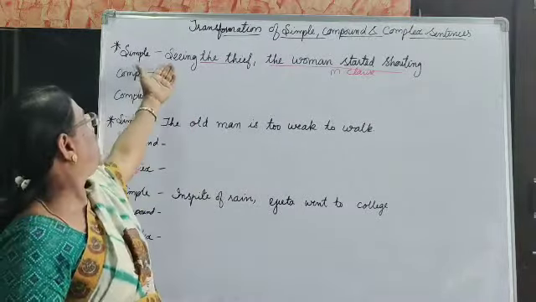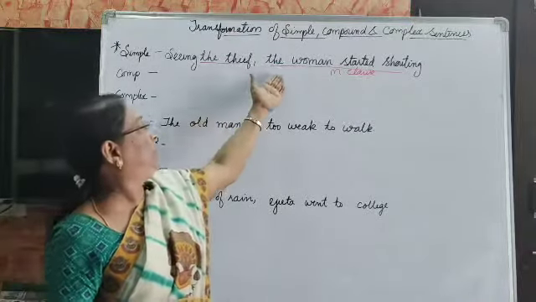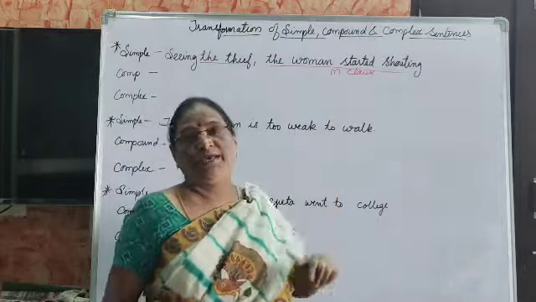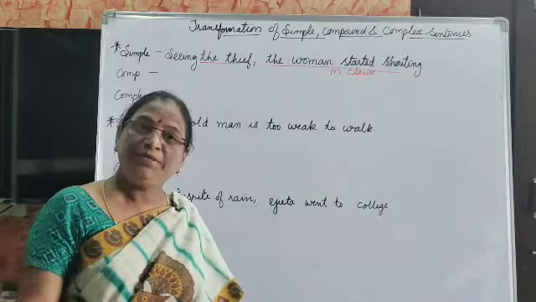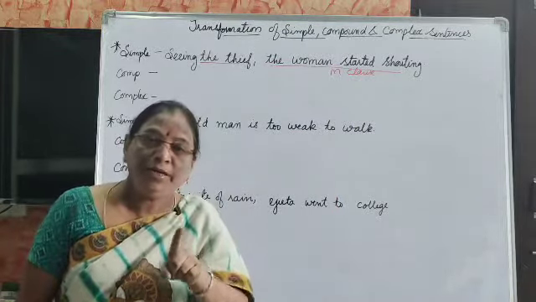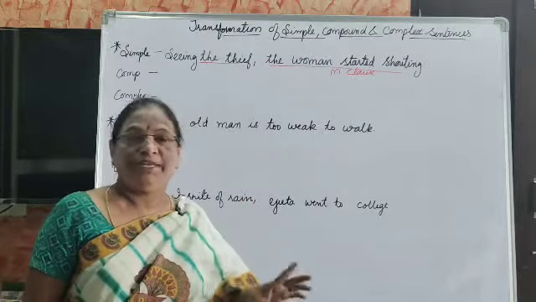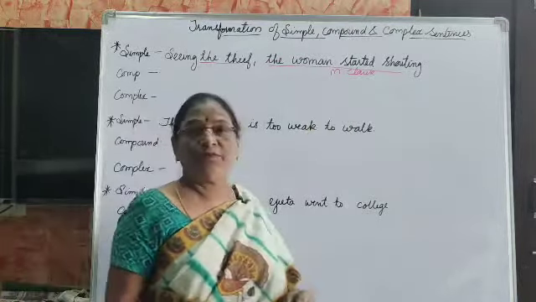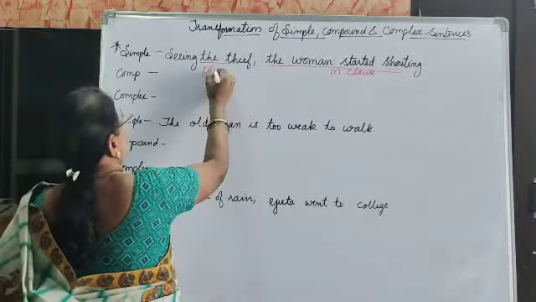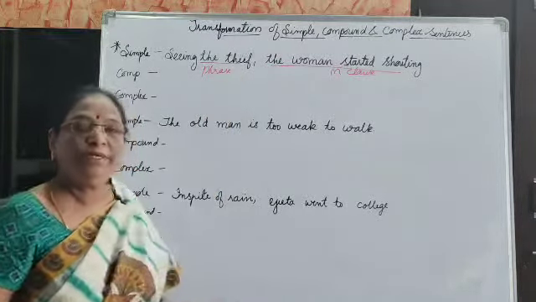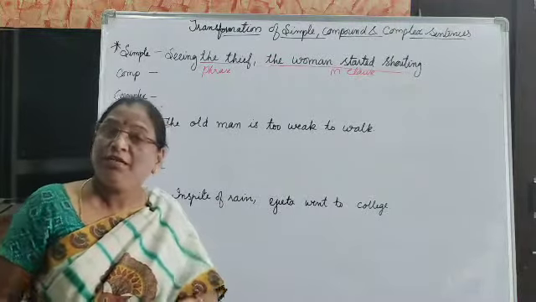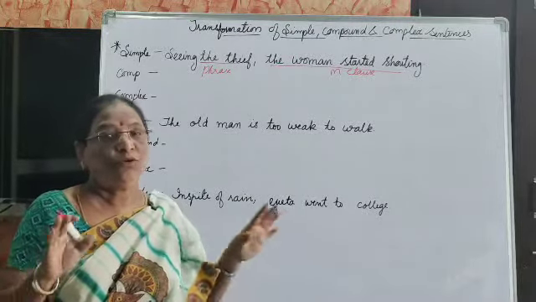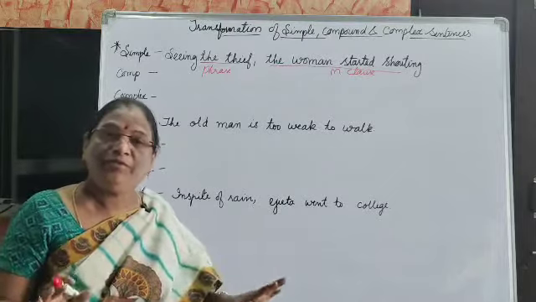So here, seeing the thief, the woman started shouting. As all of you know, a simple sentence has one main clause and one phrase. What is a clause? A clause means a group of words with a subject and verb. Now a phrase: a phrase means a group of words without a verb.